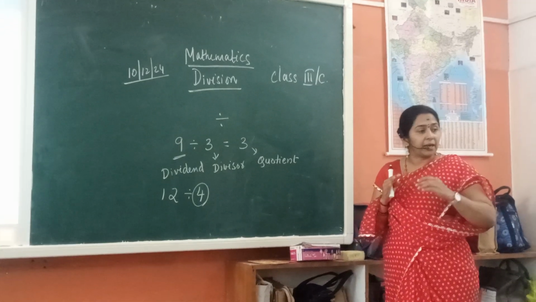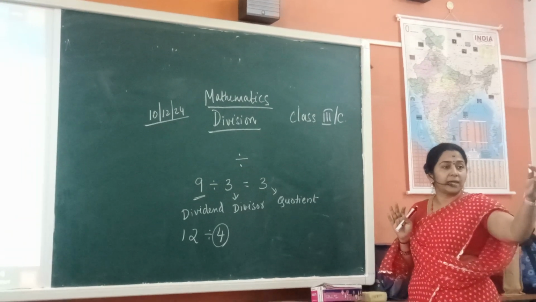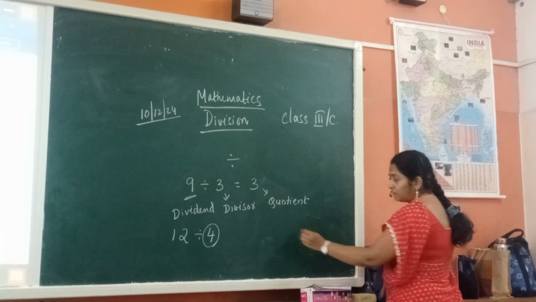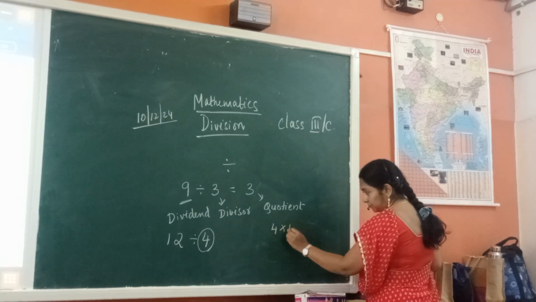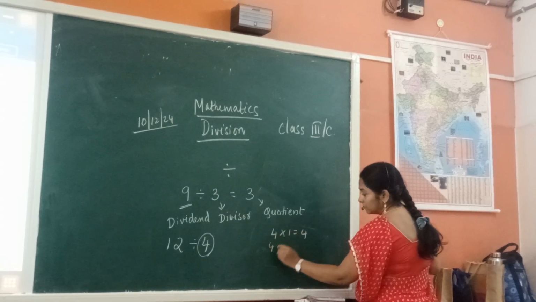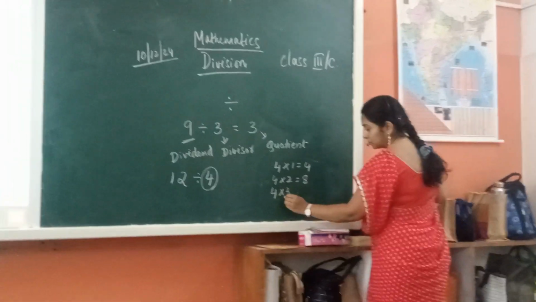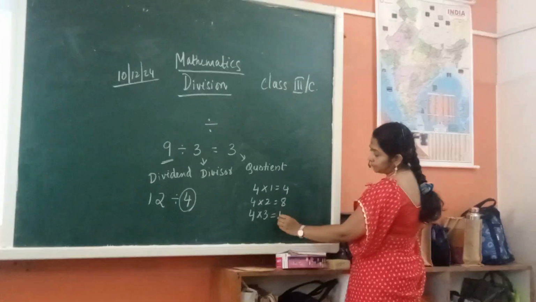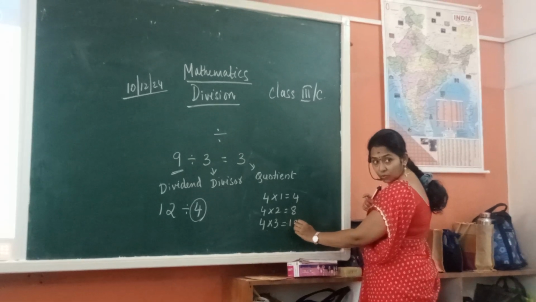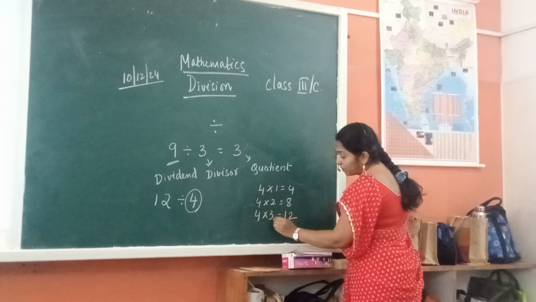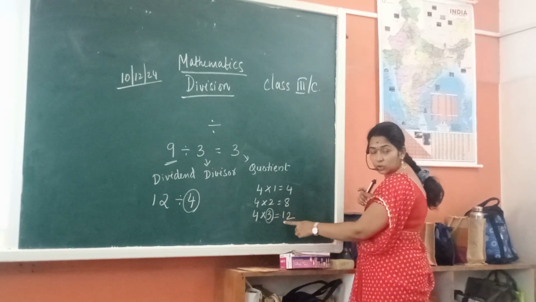Yes. Can you repeat it? Wait, I will ask one of you in the class. Yes, Risha, can you tell the 4 table? 4 1s are 4, 4 2s are 8. Yes. 4 3s are 12. So how many 4 3s are 12?